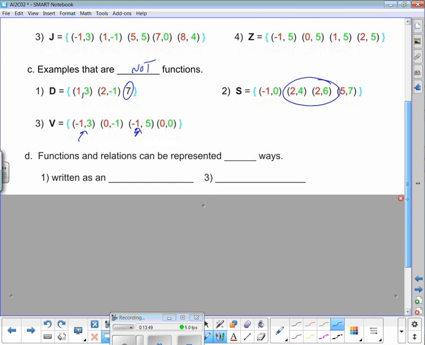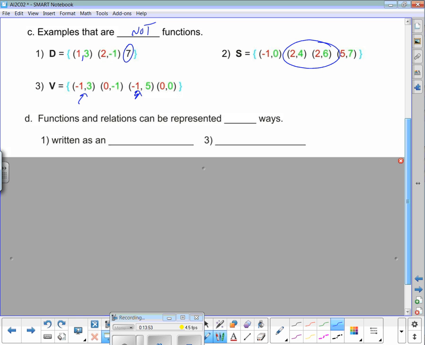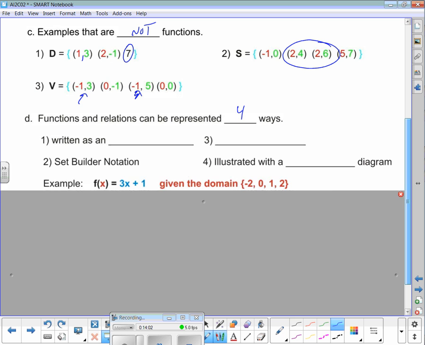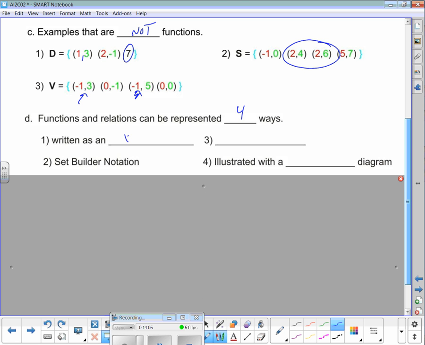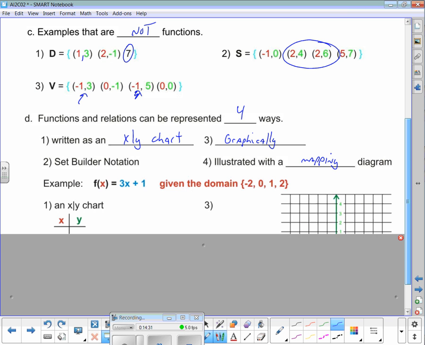All right. D. Functions and relations can be represented 4 ways, perhaps even more. We're going to talk about 4 ways. All right, so let's just list them here. How about written as an XY chart? Number 2, set builder notation. You had that in geometry. I'll review it with you in a minute. 3, graphically. And then illustrate with a mapping diagram. So 4 ways to represent a function.